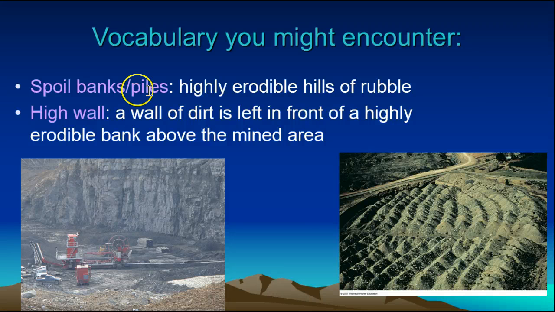So a lot of times the spoil gets put into a bank or a pile, and the other problem with this is that it's very subject to erosion. It could wind up in the water supply very easily. You also wind up with these things called high walls, where you have a wall of dirt, and again, that's highly erodible, and that could wind up downstream of you as well.